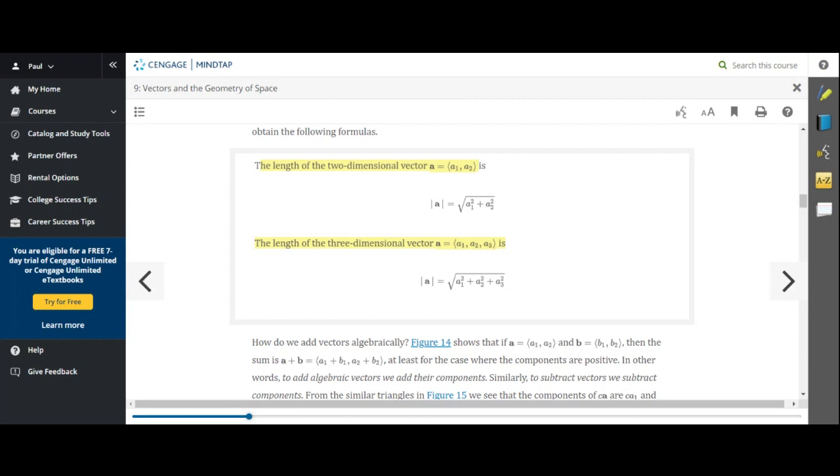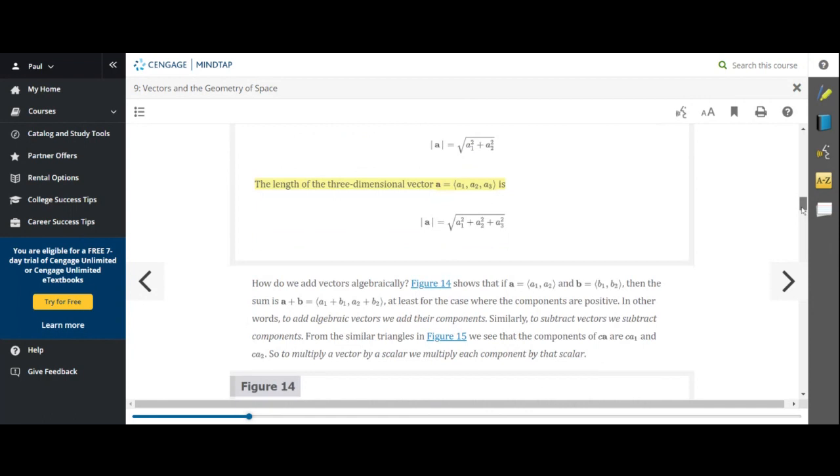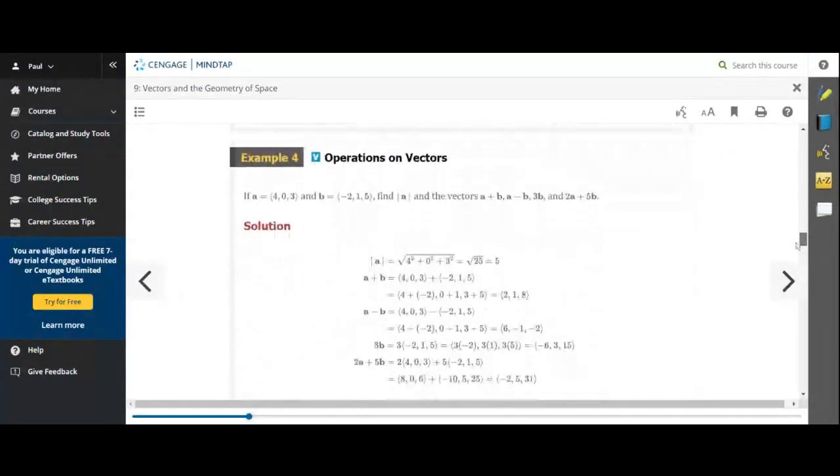Okay, well now let me go to a nice big example here, example 4, where they do a lot of operations on vectors. You have a vector A and a B, and they want you to find the length or magnitude of the vector A, and then find all these different combinations of vectors. I'm going to let you look at that example 4, and hopefully it makes sense what they're showing there. Take a look at it.